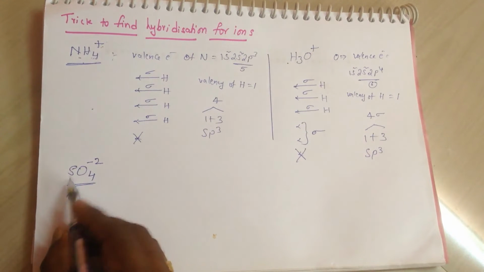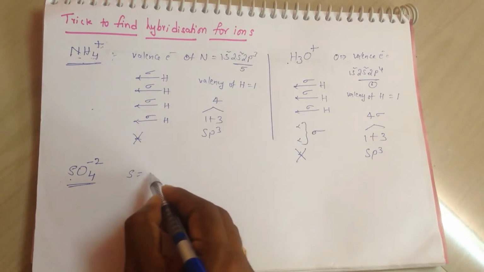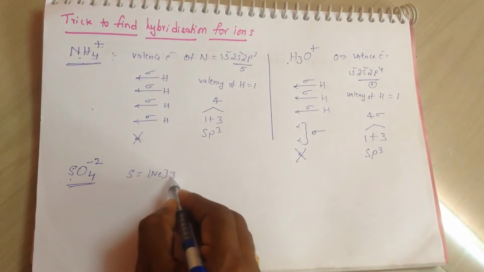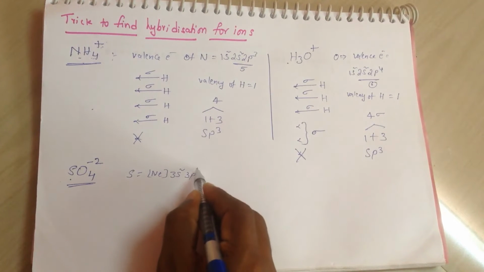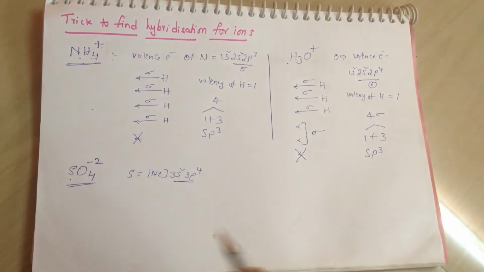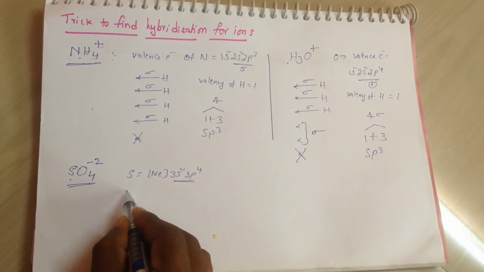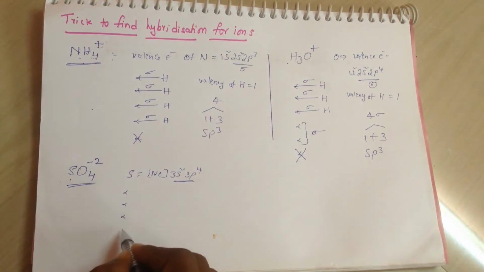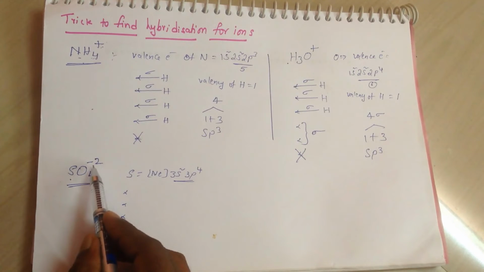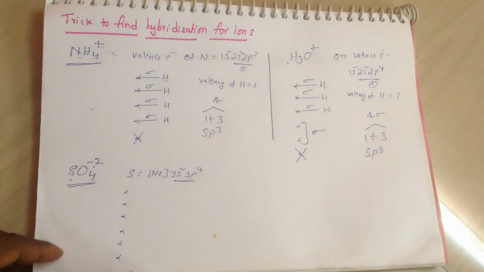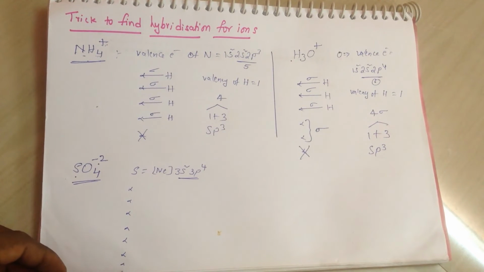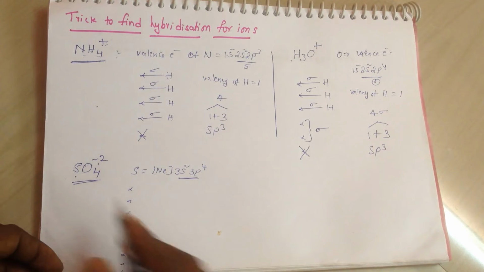See here, what is the central atom? Sulfur. How many valence electrons does it have? Neon 3s2, 3p4. There are 6 valence electrons here. So I am writing the valence electrons 1, 2, 3, 4, 5 and 6. Here we have minus 2, which means we have to add 2 more electrons, right? See, 1 and 2.